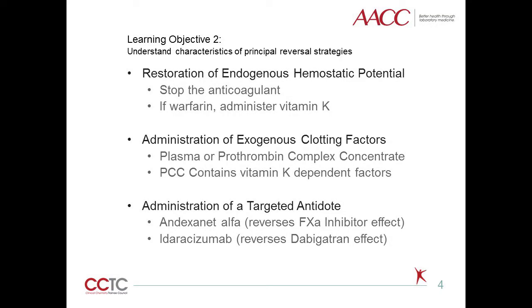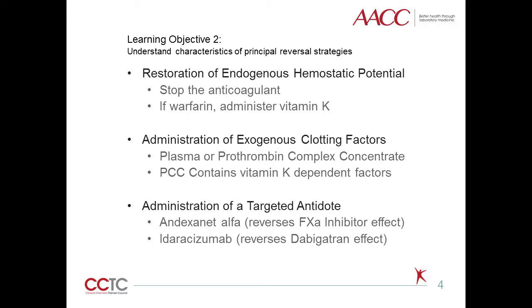Reversal strategies in the first category are aimed at facilitating endogenous recovery of hemostatic potential. Discontinuation of the oral anticoagulant is the first step in allowing normalization of coagulation status. In the case of warfarin, this normalization process is hastened by administration of vitamin K. For vitamin K, oral doses generally range between 5 to 10 milligrams, whereas intravenous doses range between 1 to 5 milligrams.